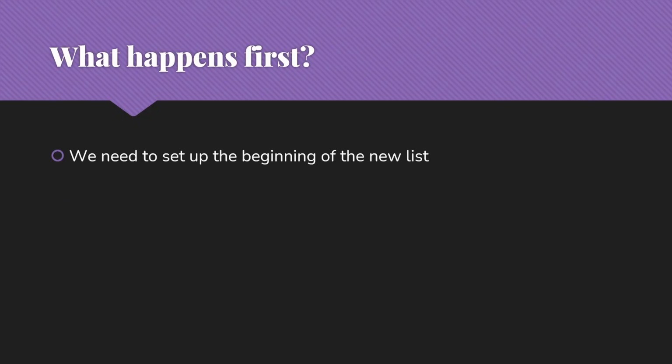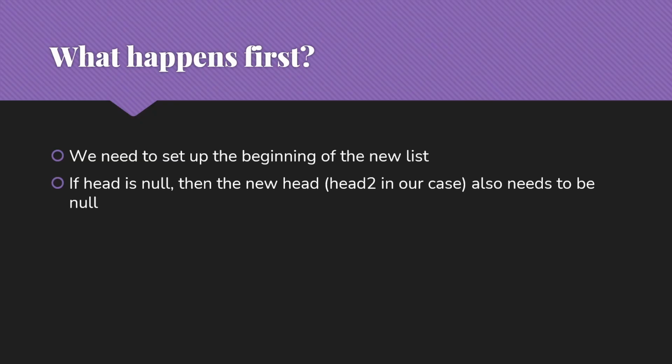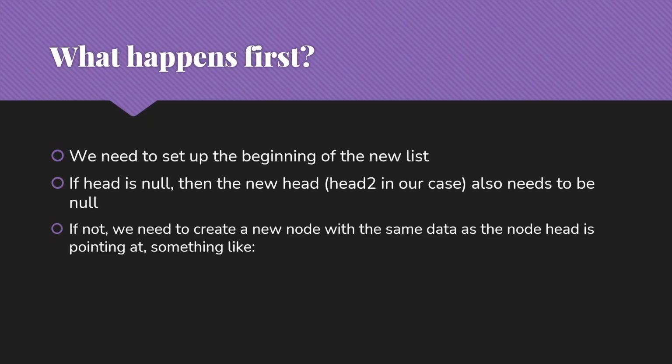To start with, we need to set things up. So we already have our first list. We need to set up the beginning of the new list. We do need a special case. If our head is null, then the new head 2 in our case is also going to need to be null. And once we've set head 2 to null, we're done. We're going to need to create a new node with the same data as the node head is pointing at. This would look something like head 2 gets new node with head's data and null.